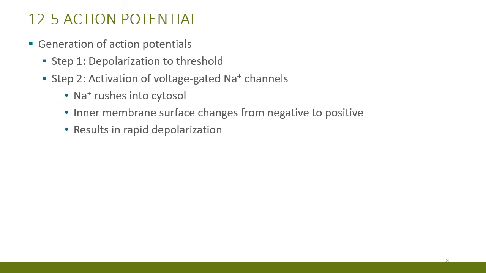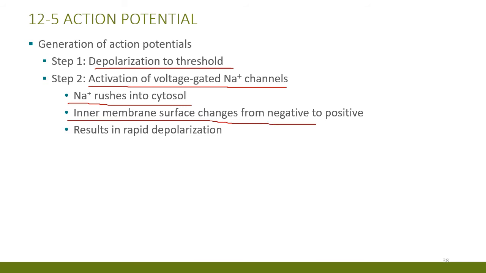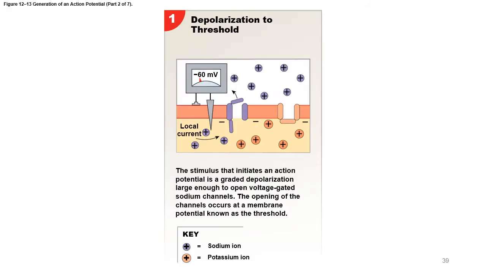So the generation of an action potential, step 1, is a depolarization to threshold. Step 2 is the activation of voltage-gated sodium ion channels all along that membrane. Sodium rushes in. The inner membrane changes from negative to positive, resulting in a rapid depolarization from -70 towards 0, right? Now, in that case, it was -55 on the rest of it, right? So the depolarization threshold is either -60 or -55. You know, I've always used -55, but -60 is fine too.